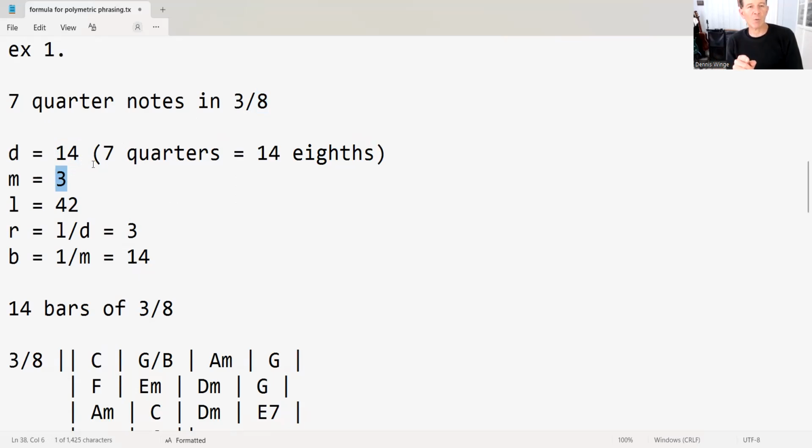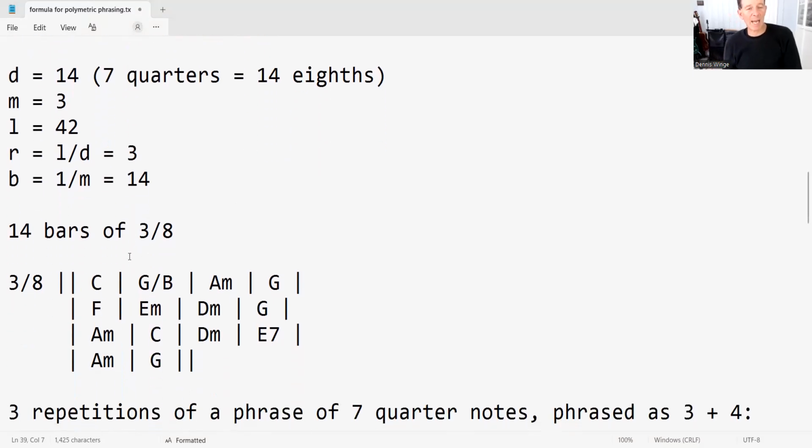The meter is 3 because it's 3 eighth notes per bar. The least common multiple of 14 and 3 is 42. Oftentimes it's just the 2 numbers multiplied together; we're going to get into that more, but 14 times 3 is 42. The number of repetitions is L over D, which is 3, and the number of bars is 14. So we need 14 bars of 3/8.